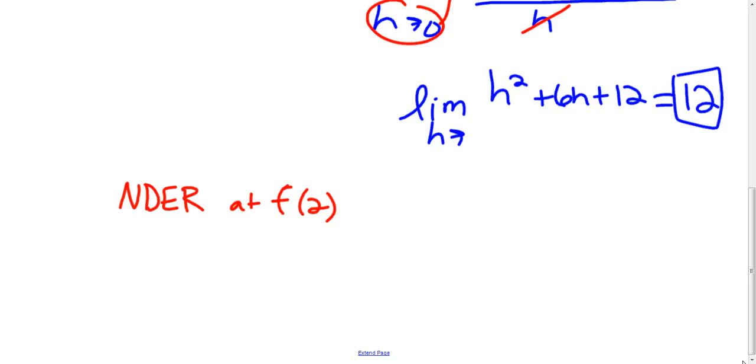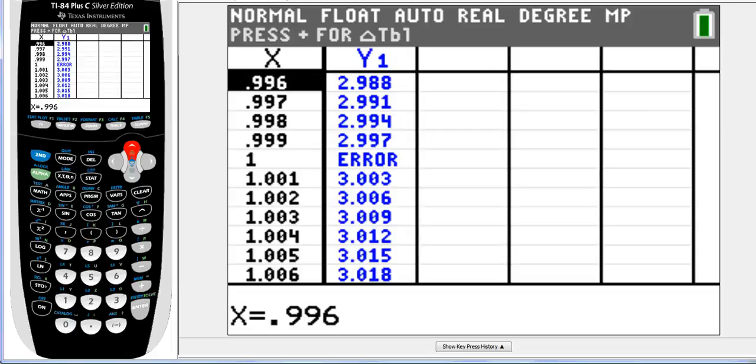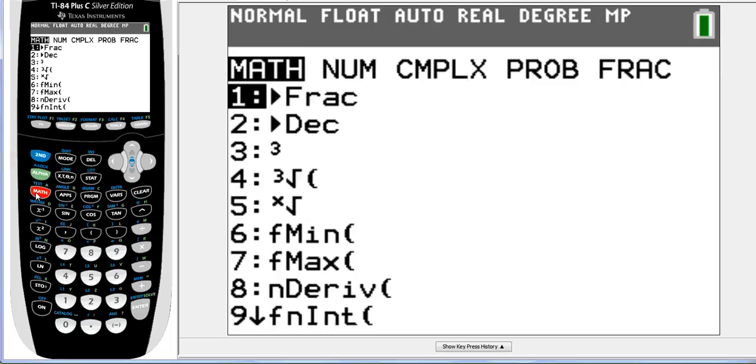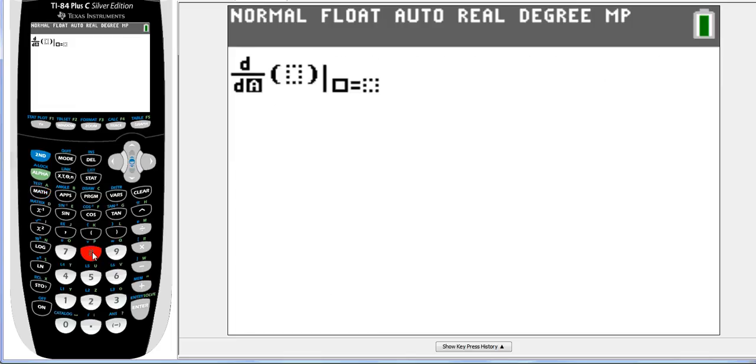And I'll show you how to do that on your calculators, okay? So I'm just going to go to the main screen here. So we're going to quit out of this. If I go to the main screen and I go to my math key, the numerical derivative is number 8. It's NDERIV down on there, so it's number 8, okay?